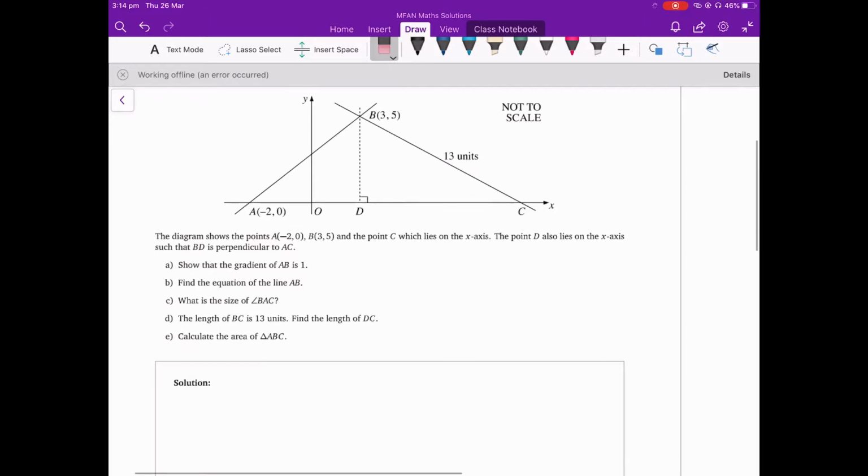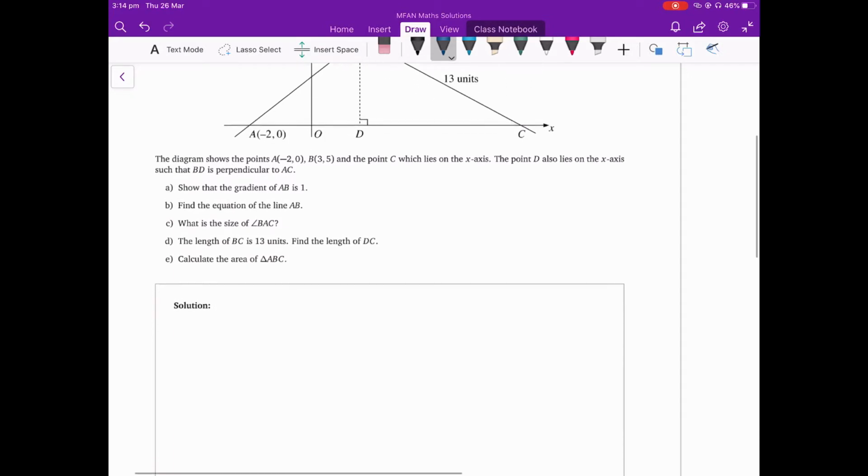Let's see what the question asks. The diagram shows the points A(-2, 0), B(3, 5) at the top, and the point C, which lies on the x-axis. The point D also lies on the x-axis such that BD is perpendicular to AC. So the first thing we need to ask ourselves is: do we have all that information there? And it is, which is good. Very helpful. Now, let's have a look at question A.